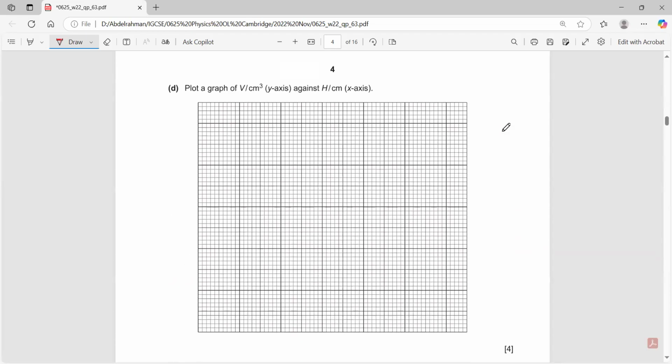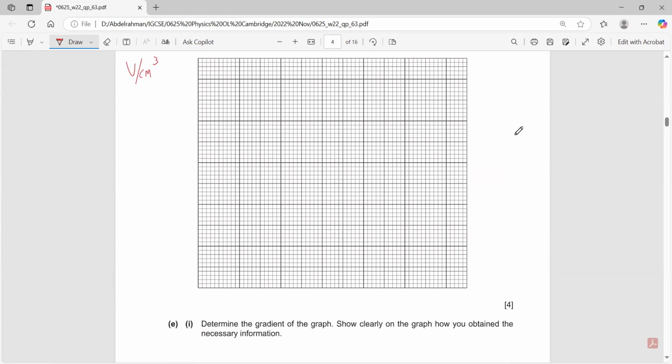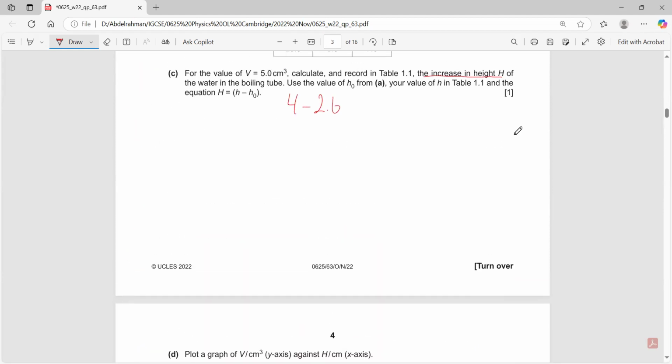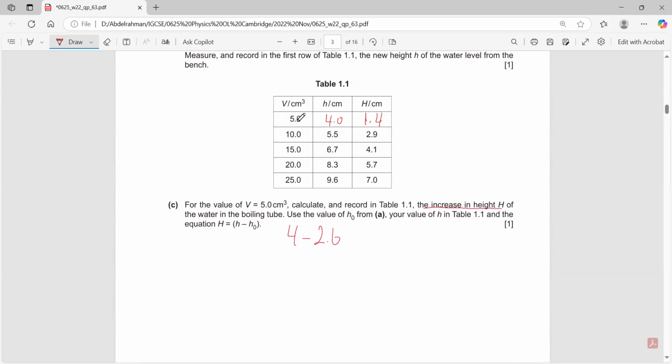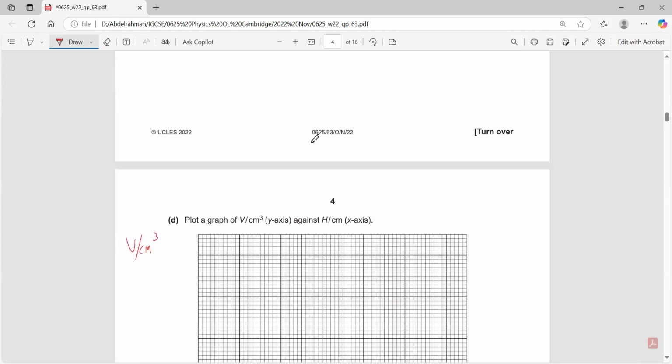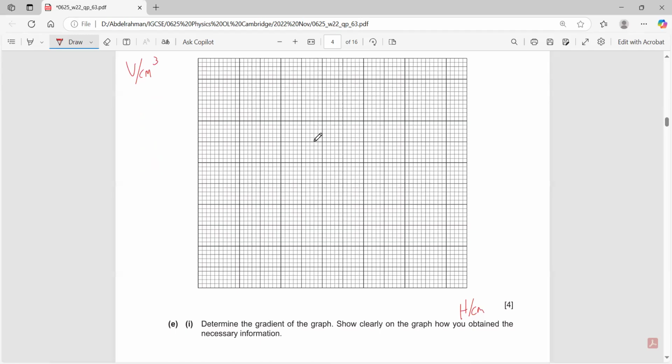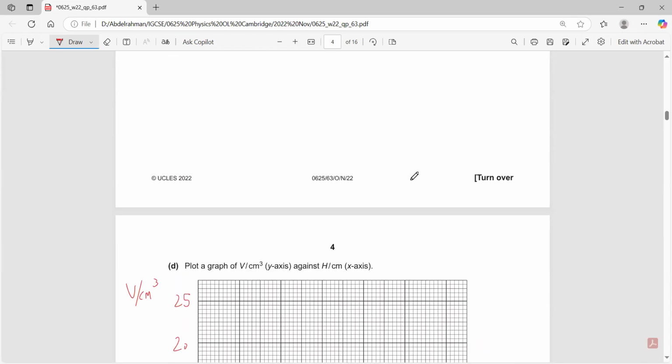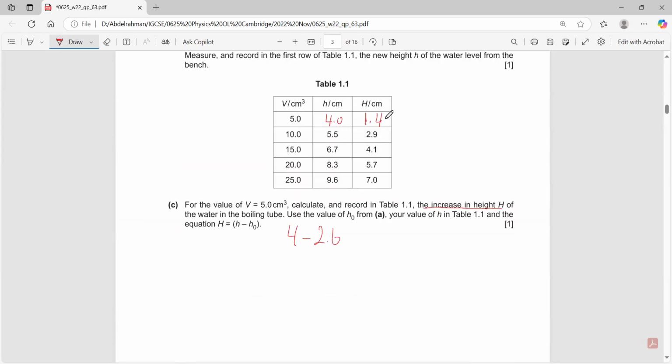Can I plot the graph? V slash centimeters cubed on the y-axis, and H slash centimeters on the x-axis. Let's plot the values. V: 5, 10, 15, 20, 25. Can I start with 0? Yes, I guess you can start with 0. So 0, 5, 10, 15, 20, 25.